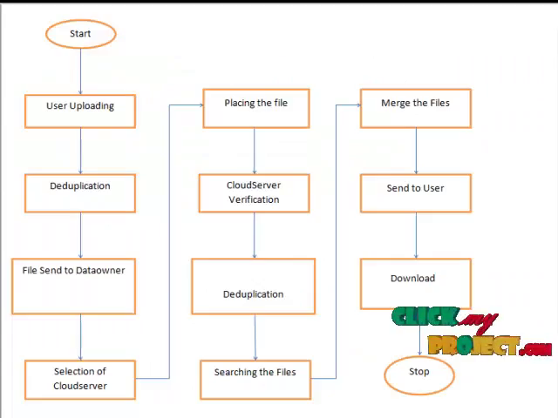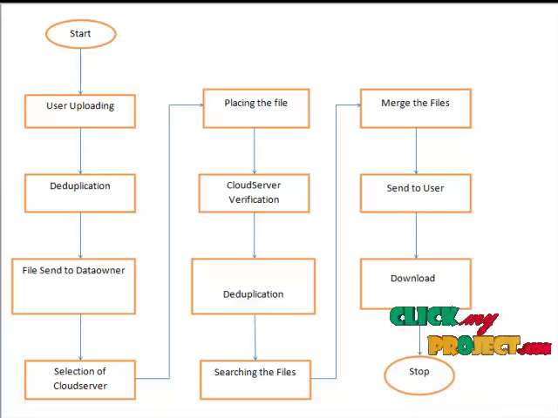In the data flow diagram, the user first uploads the file to the server, and file-level verification checks for duplicate files in the cloud servers. Then the file is sent to the data owner. Now the data owner splits the file into fragments and chooses the cloud servers. After selecting the cloud servers, the fragmented files are placed in the cloud servers. Then the cloud server verifies the files stored in the multiple cloud servers, and then verifies deduplication at the block level.